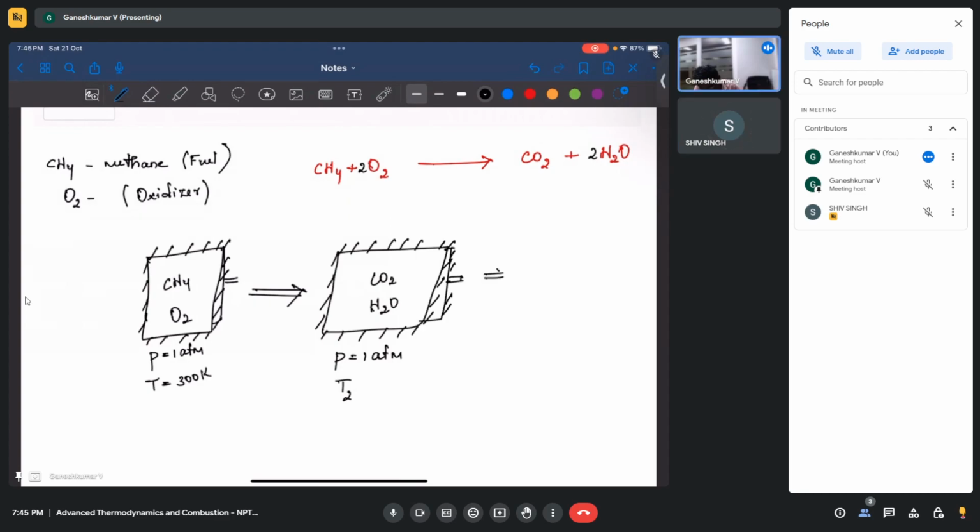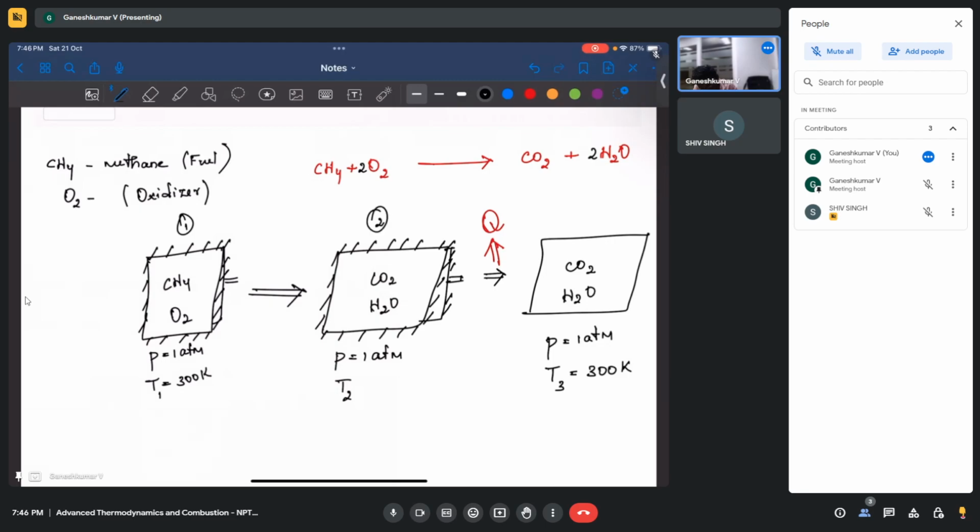Now what I'm trying to do is get it back to, I'm going to have CO2, I'm going to have H2O, and the pressure is still 1 atmosphere. What I'm going to do is remove heat Q so that the temperature comes back to 300 Kelvin. So T1, T2, T3. This is first state, this is second state, this is third state. From 2 to 3, what I'm doing is I'm removing Q. Means there is no adiabatic in the third state.